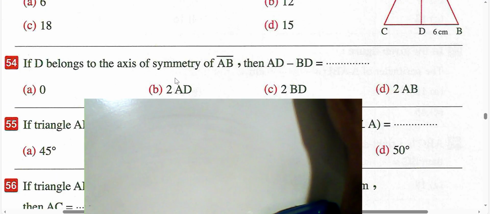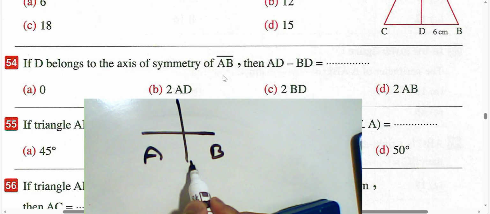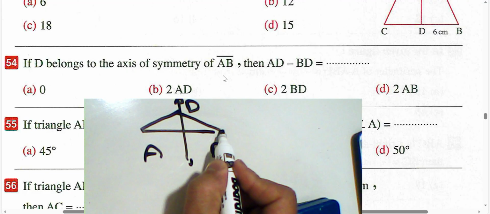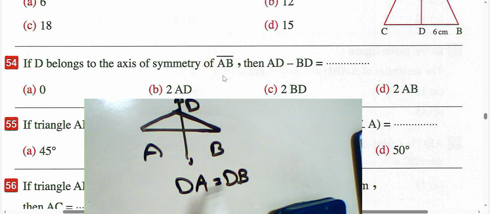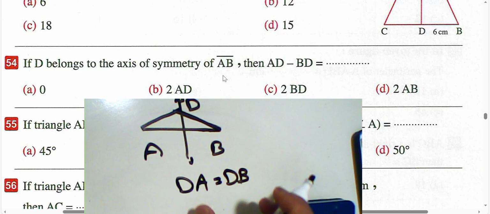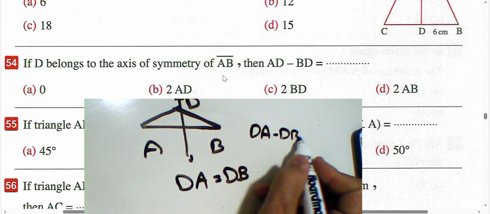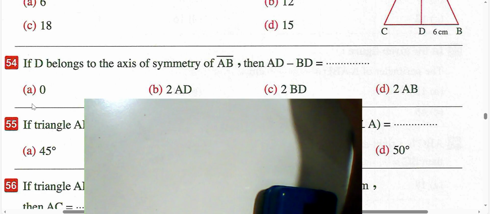If D belongs to the axis of symmetry of the line segment AB, and we have the axis of symmetry and the point D on it, then DA equals DB. DA equals DB, they are equivalent. Then the difference between them equals 0. DA subtracted by DB equals 0. The answer here is 0.